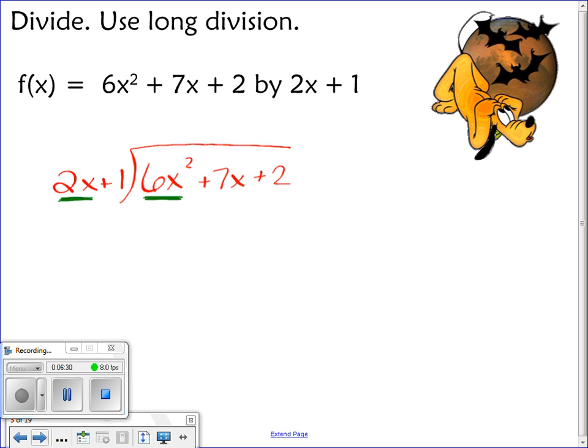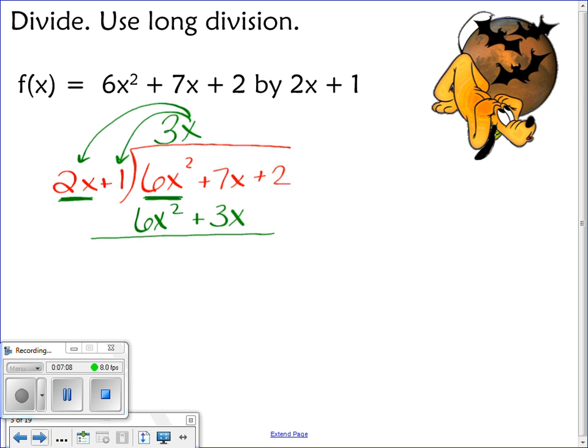Okay? So what do you multiply 2x by to make 6x squared? 3x. So that's what we write up top. What was our next process before? You multiplied. So I have to distribute to both parts. This is where that other part actually comes into play. So 3x times 2x is 6x squared. And then 3x times 1 is 3x.